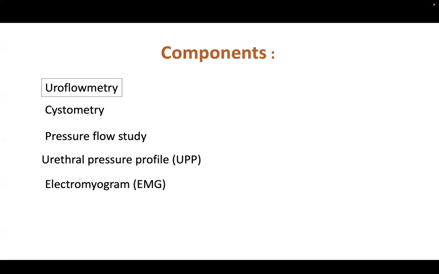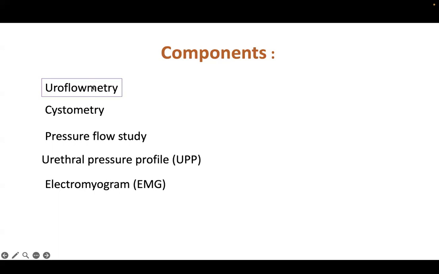And what are the components of urodynamics? Uroflowmetry, cystometry, pressure flow study, urethral pressure profile, and electromyogram. These are the components. You have to know about all the components, but you have to know detail about only the uroflowmetry and cystometry. All the rest of the things are not required for part 2.